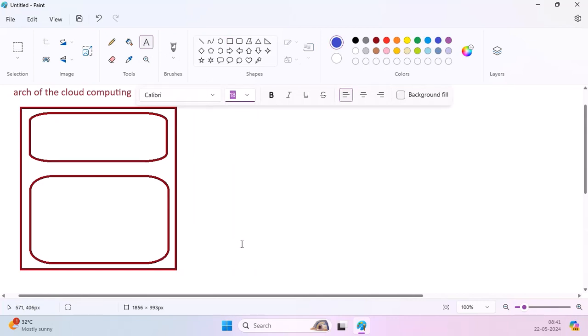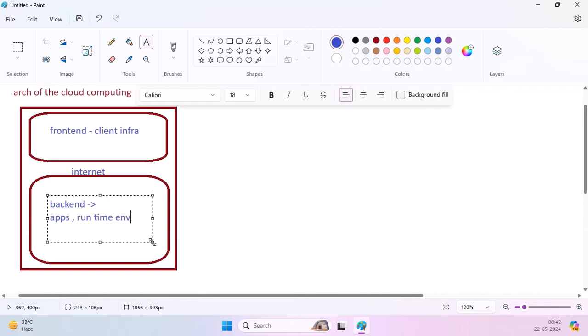So we have the front end. As you can see, this is the architecture diagram, and we have the front end, which is more client facing or client infrastructure. And then we have the internet that connects it to the back end. And the back end could also be applications, runtime environment, security, network, etc.